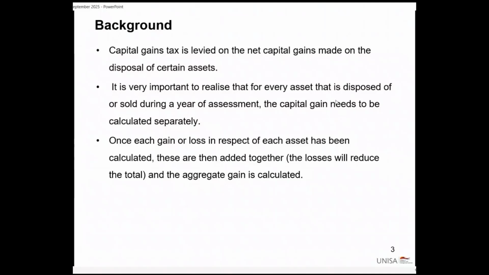You need to do separate calculations for every asset that is disposed of or sold during the year of assessment. Then once each gain and loss in respect of each asset has been calculated, they will be added together. I'll show you with the examples. You need to calculate the assessed loss or gain for every asset, and then you add them together and the aggregate gain will be calculated.